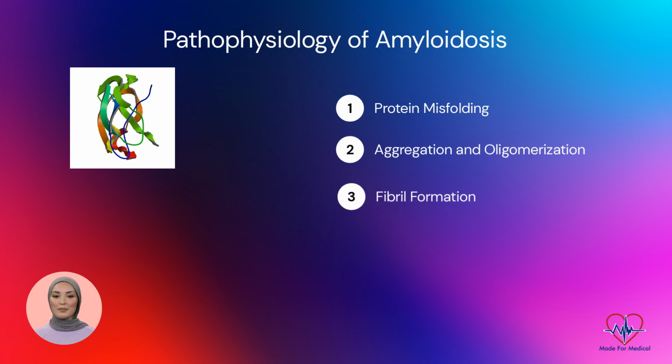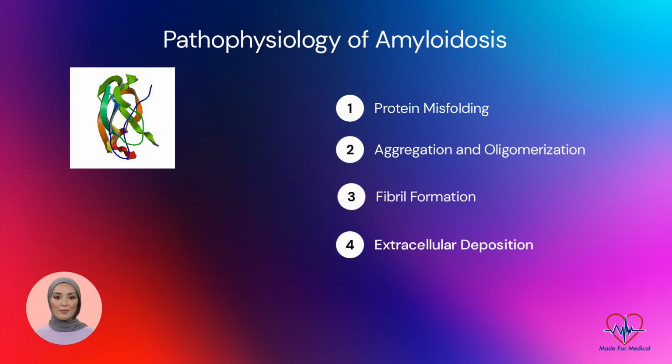Fibril formation. Oligomers further assemble into elongated fibrils with a characteristic beta sheet structure. These fibrils are stable, insoluble, and resistant to degradation. The fibrils can vary in size and morphology depending on the specific protein involved and the type of amyloidosis. The accumulation and deposition of these fibrils disrupt the normal architecture and function of affected tissues and organs.